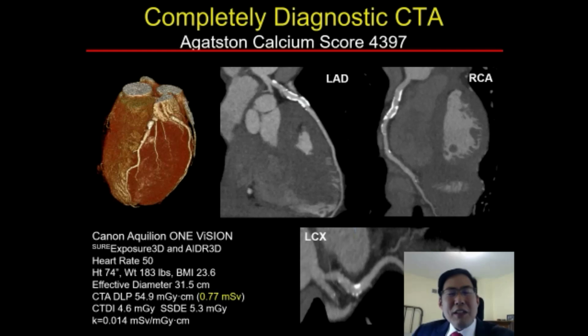Now, normally a calcium score of more than 4,000 would be a nightmare to read. However, if you've got temporal uniformity, if you don't have any of these stair-step or misalignment artifacts, you can interpret these studies without a problem. So here's a patient who has a calcium score of 4,397, and the images off an Aquilion ONE are completely diagnostic, and I can confidently exclude obstructive coronary artery disease.